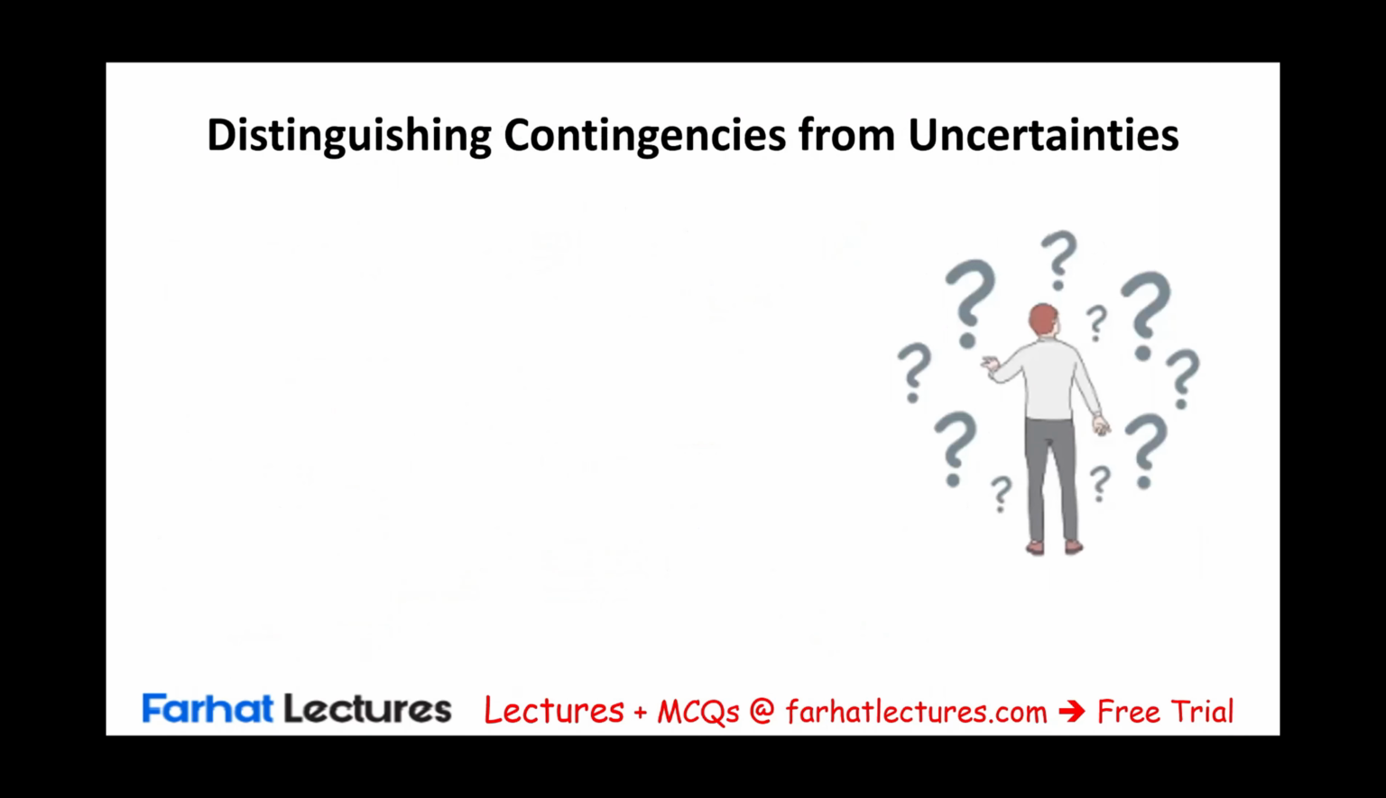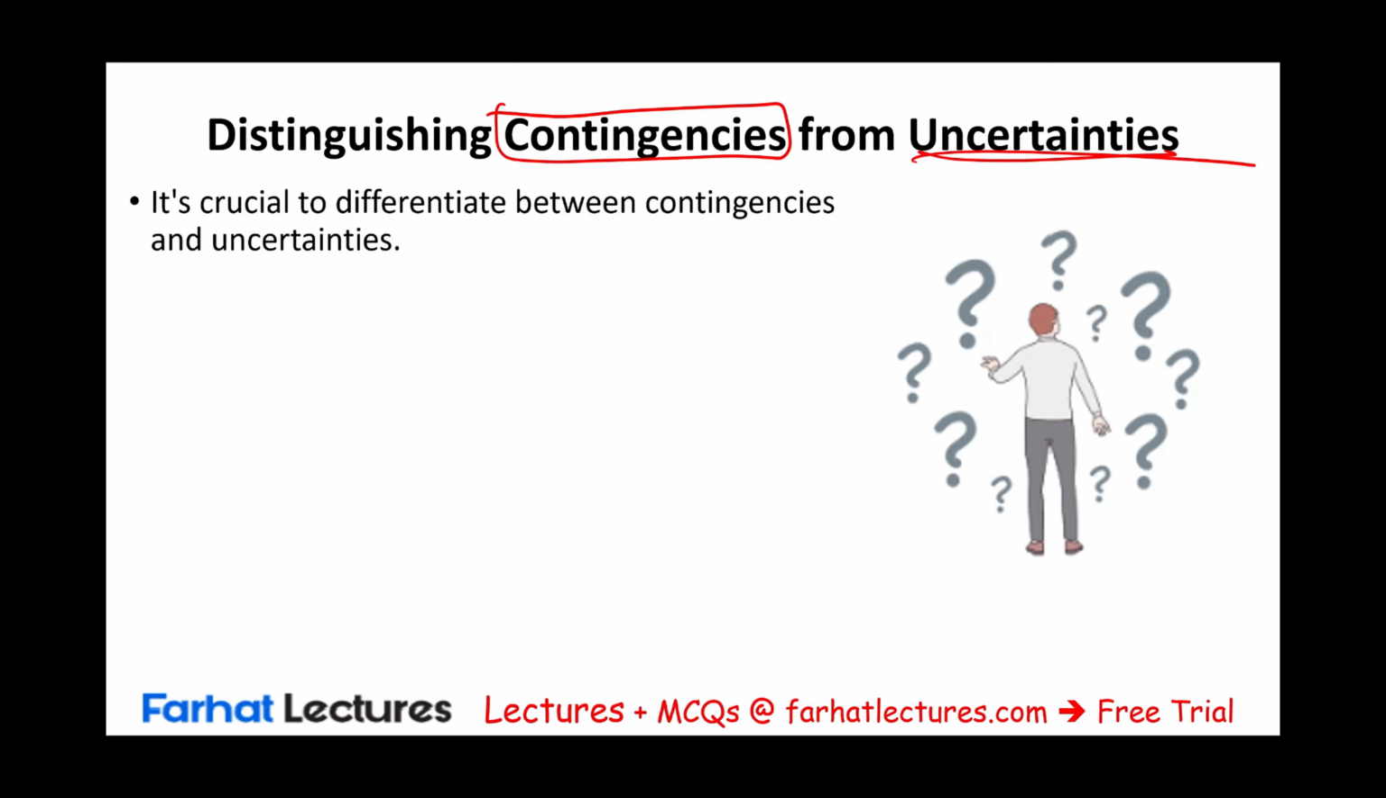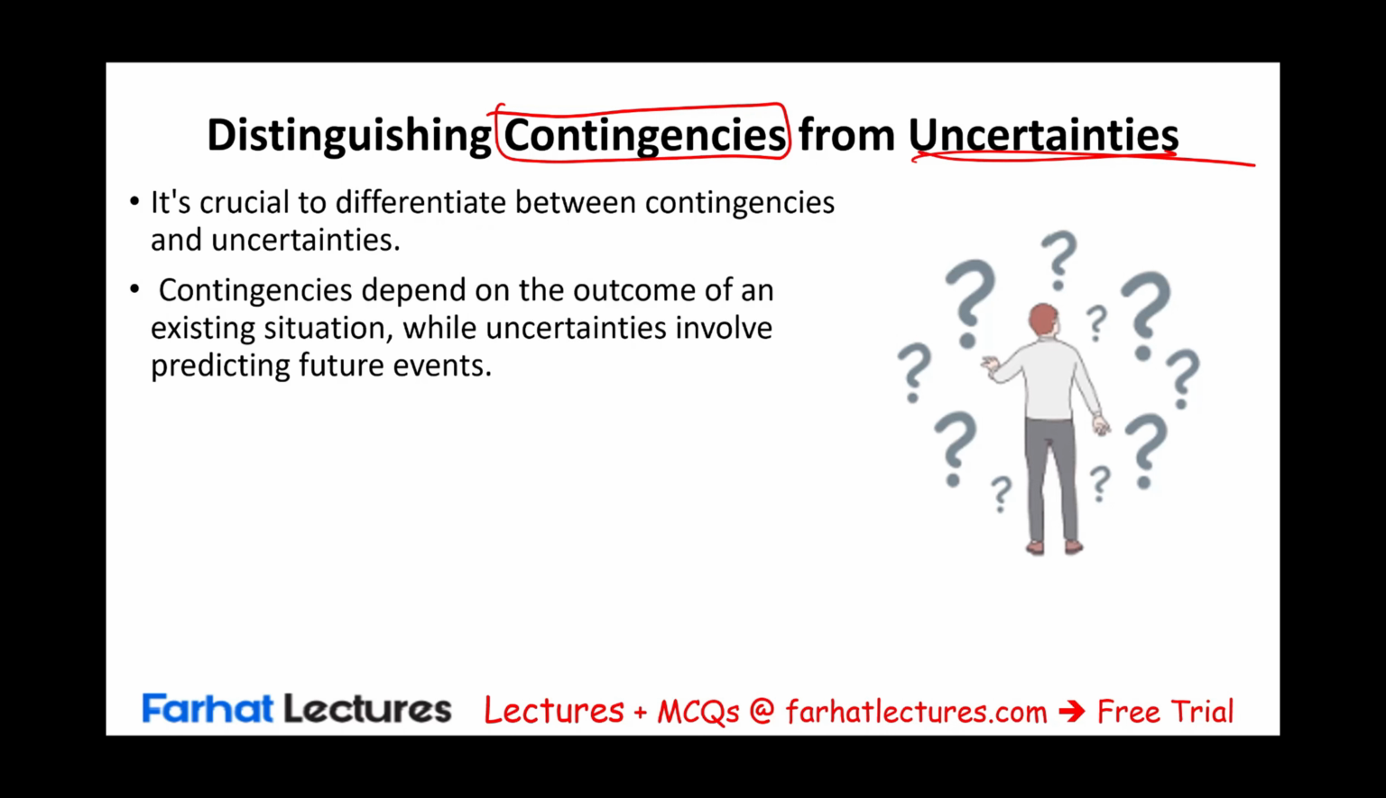We want to make sure we distinguish between contingencies, which is kind of waiting for something else, and uncertainties. We have many uncertainties in life. Anything is uncertain. So it's crucial to differentiate between those two. Contingencies depend on the outcome of an existing situation. So you have something existing right now and you're waiting for the outcome. This is how we define contingencies.